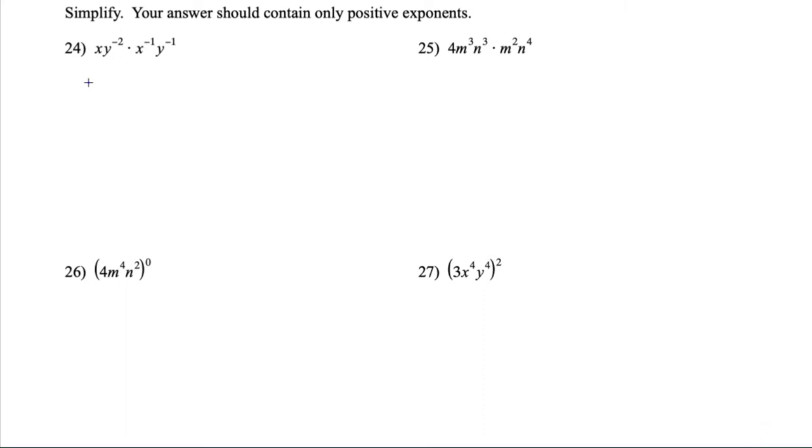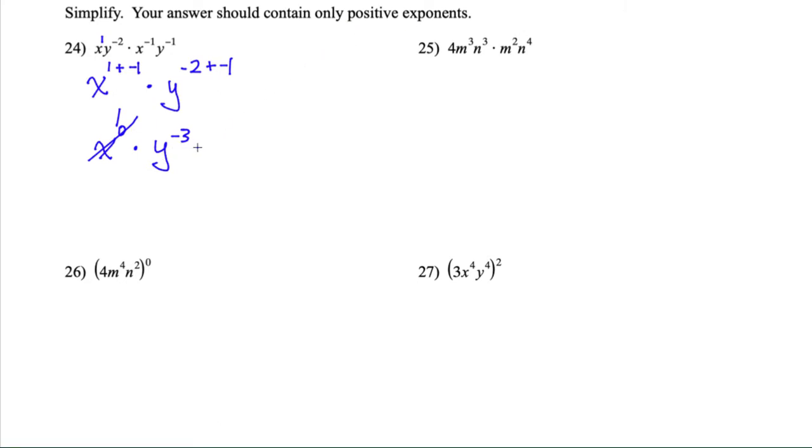So let's look at all the x's. I have x to the power of 1 plus this -1, and let's do all the y's. Y to the power of -2 plus -1. That simplifies to x to the power of 0 times y to the power of -3. Anything to the power of 0 is 1, so that goes away, and we are just left with only positive exponents.